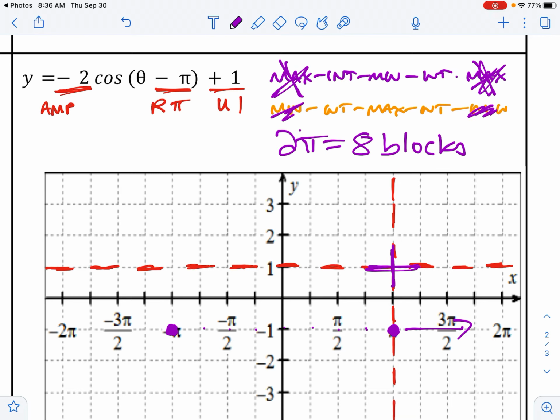Halfway between those two should be my max. So I count 4 blocks in, and I'm going to go 2 above the midline, because remember, the midline has to cut the graph in half. And then I have my intercept and my intercept halfway in between each of those, and make sure when I draw this I give it some curve.